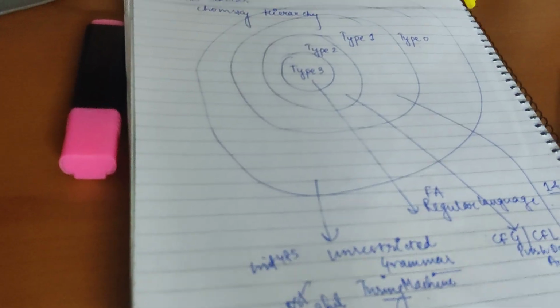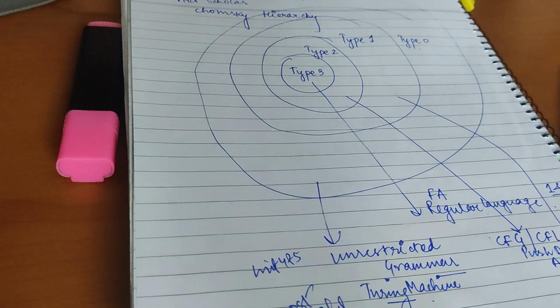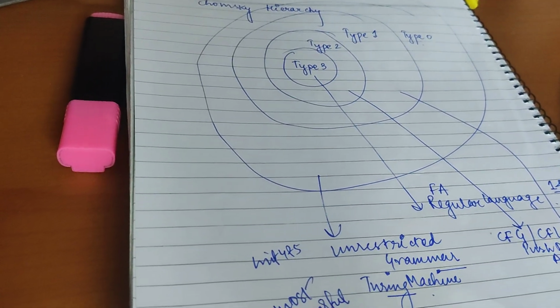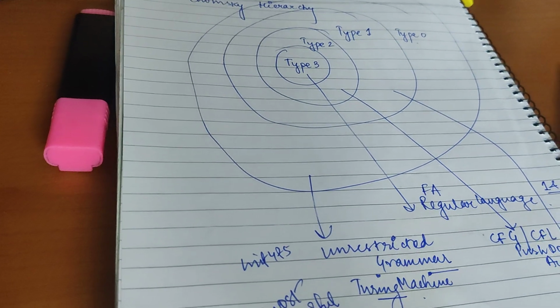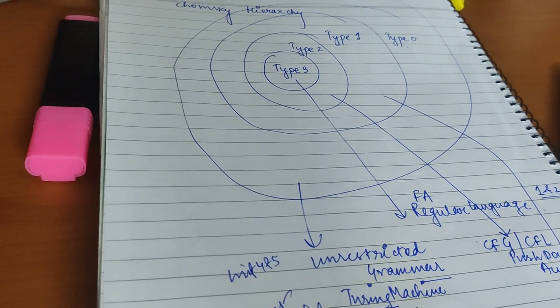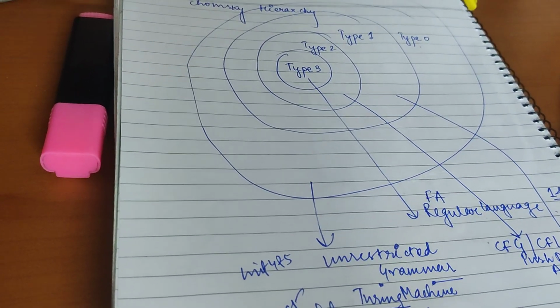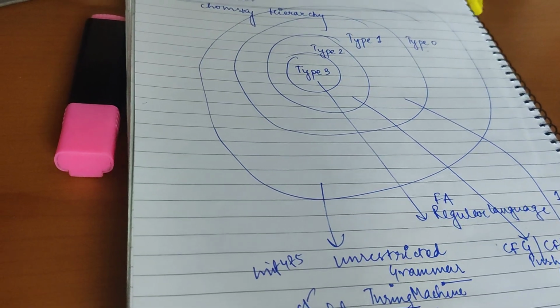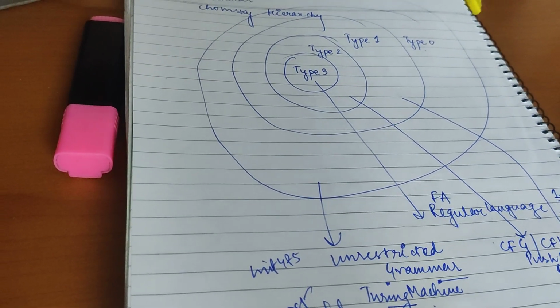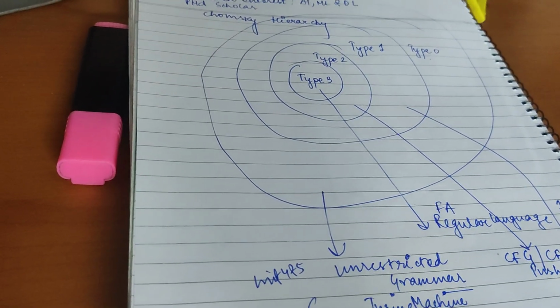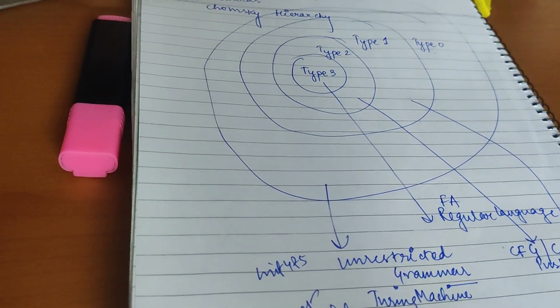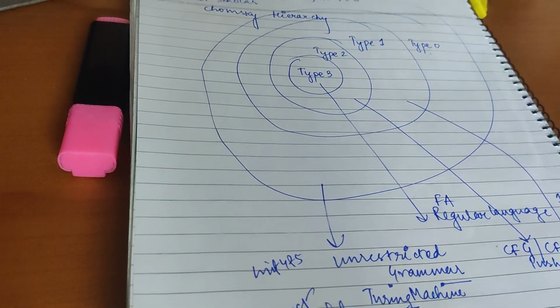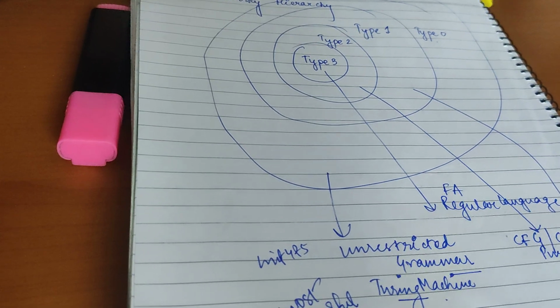Now type 3 finite automata has limited memory. It cannot move backward, it only moves forward. Type 2 machine, that is push down automata, is way more powerful than type 3 machines, and type 1 machine is more powerful than type 2 machine, and the most powerful machine is Turing machine.